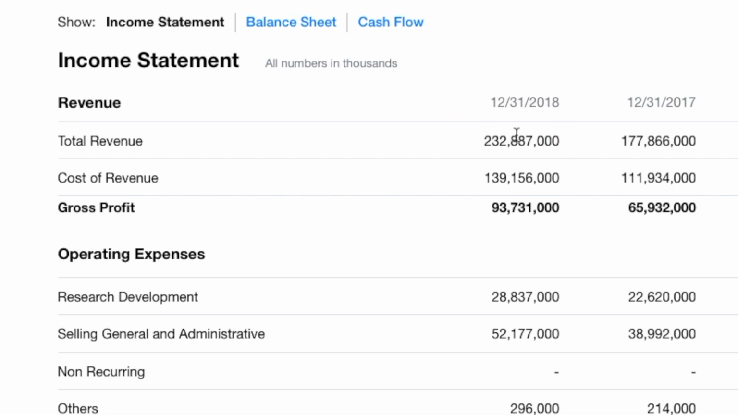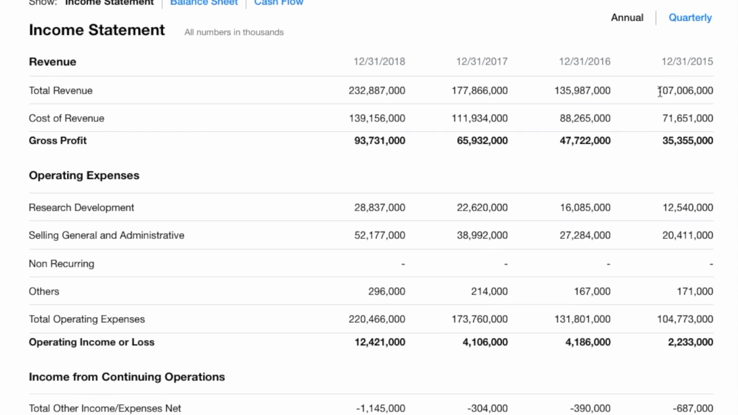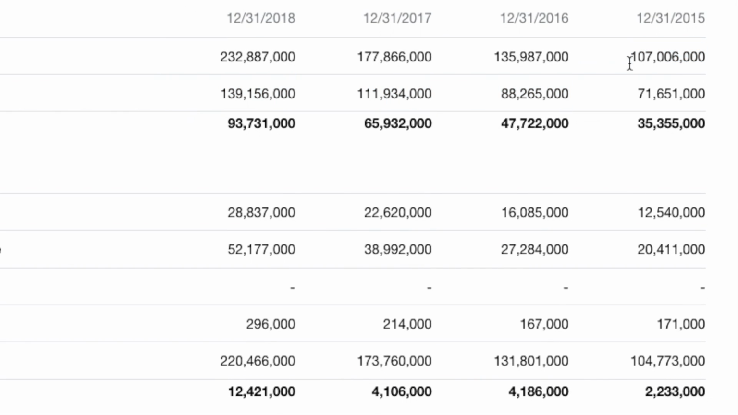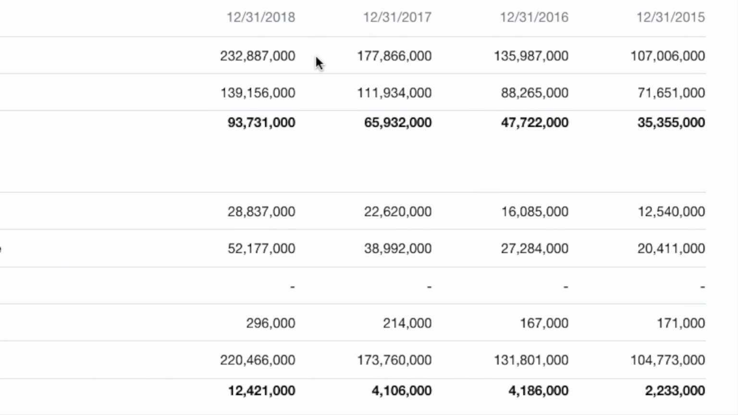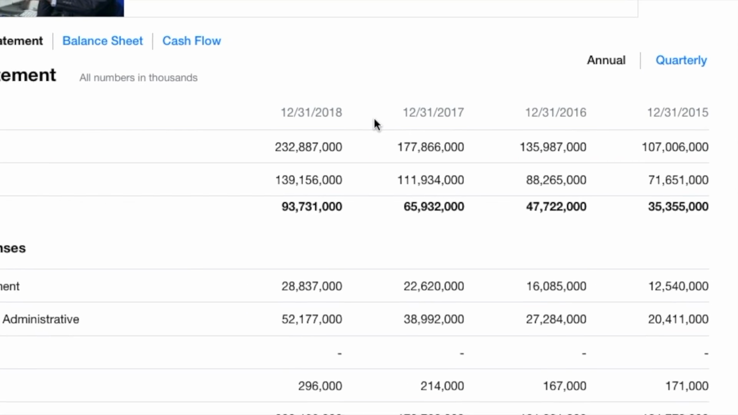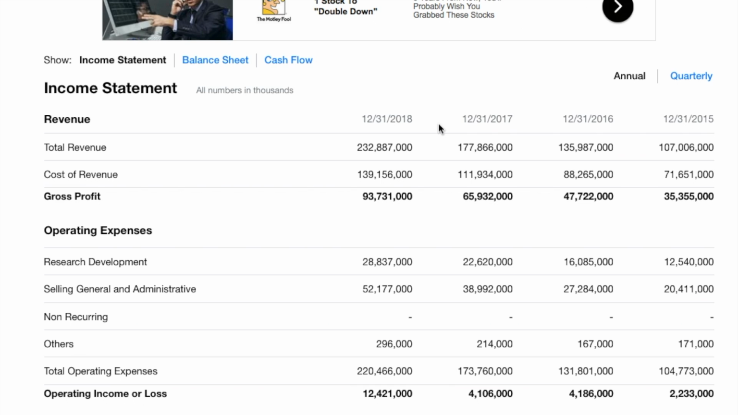So $230 billion, that's a lot of money, but we have to compare it to the past. If we look into the past, we see that Amazon was only bringing in $107 billion. Now the company's bringing in $230 billion. So they've obviously brought in way more money, which is good if we're a growth investor. See, there's a difference between growth investors and value investors. And whenever we buy a stock, it's important to know whether or not this stock that we're buying is a growth stock or a value stock.